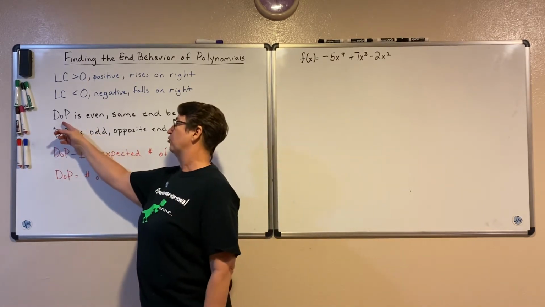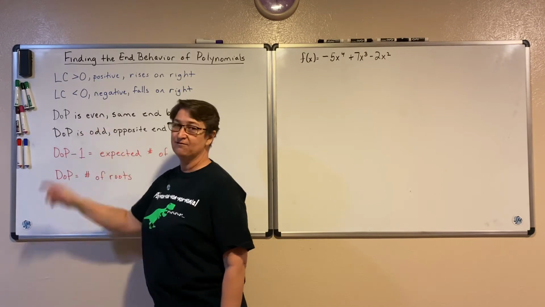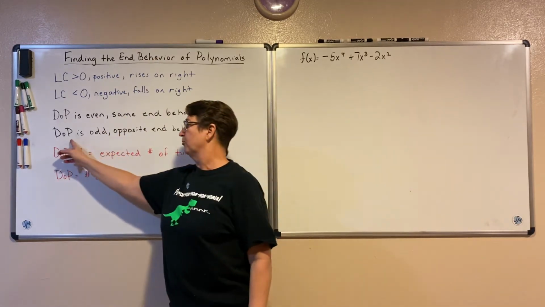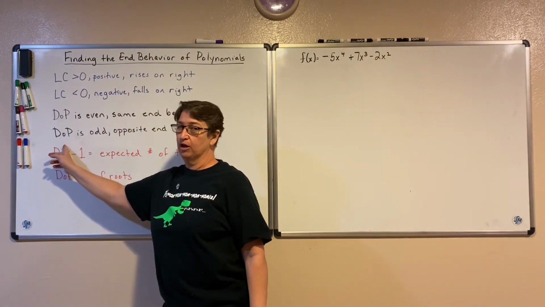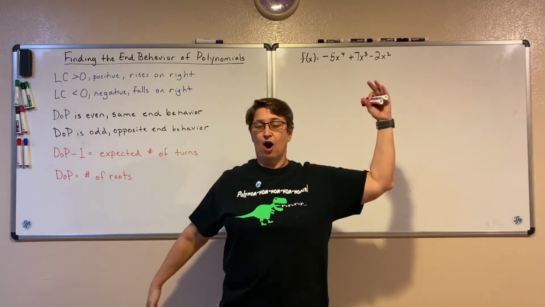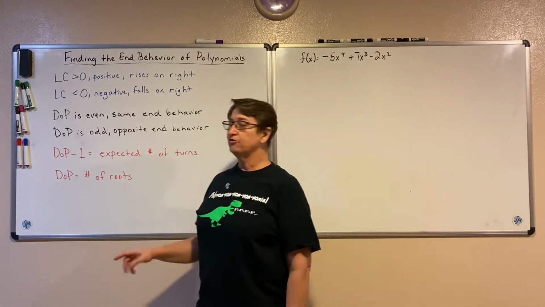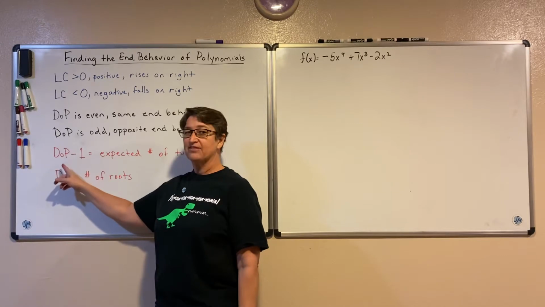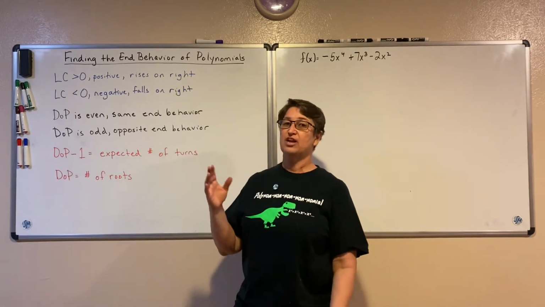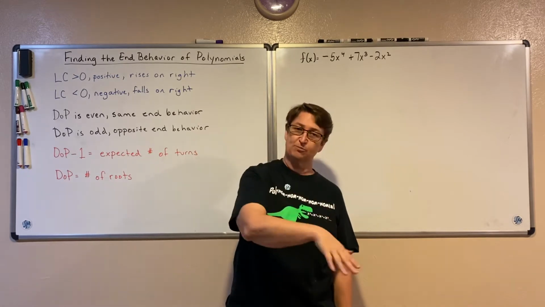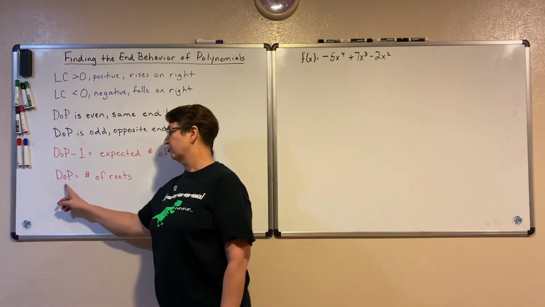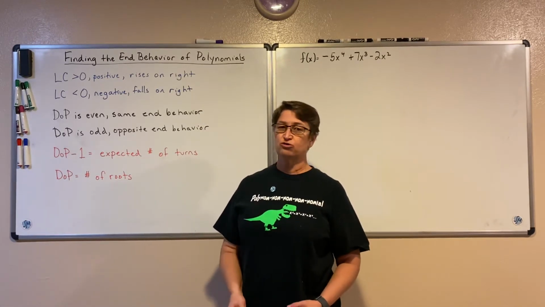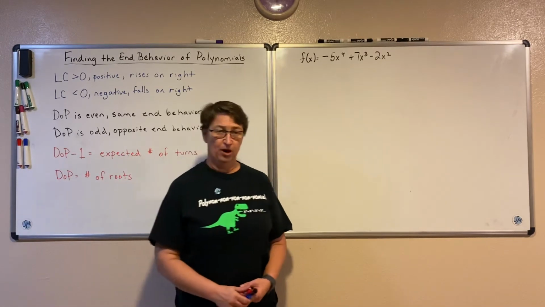Then we also noticed that when the degree of our polynomial is even, we have same end behavior. But when the degree of the polynomial, that highest degree, is odd, we have opposite end behavior. We also saw that if we take that degree and subtract 1, it shows us the number of turns we expect within our graph. And that degree also tells us the number of linear factors, or the number of roots, that we expect in our polynomial.